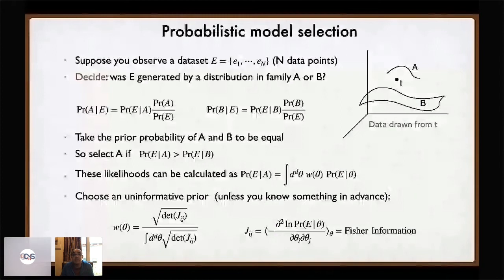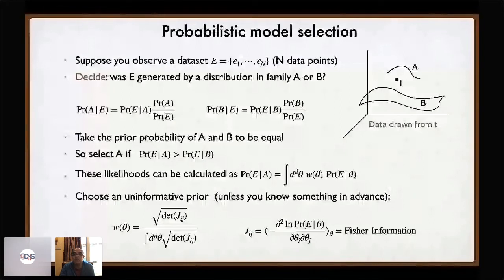Suppose you have a model family A, that's this line here, and a model family B, that's the surface here. Each model family contains many models in it, depending upon how you choose the parameters. Let's suppose the truth, the model generating the distribution, is this model T here. You're going to try to describe the data generated from T by using either a model in A or a model in B.